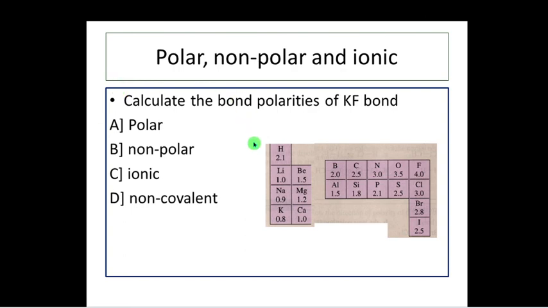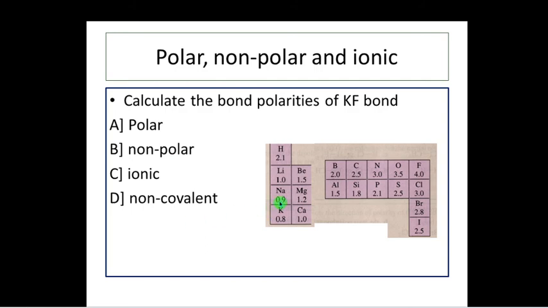Next, calculate the bond polarity of the KF bond. Once again, this question follows Pauling's electronegativity table. I am repeatedly focusing on this information so it is easy to notice in any kind of competitive examination question. This table will help us identify the nature of the bond. Find out the bond polarity of KF, whether it is polar, non-polar, ionic or non-covalent.